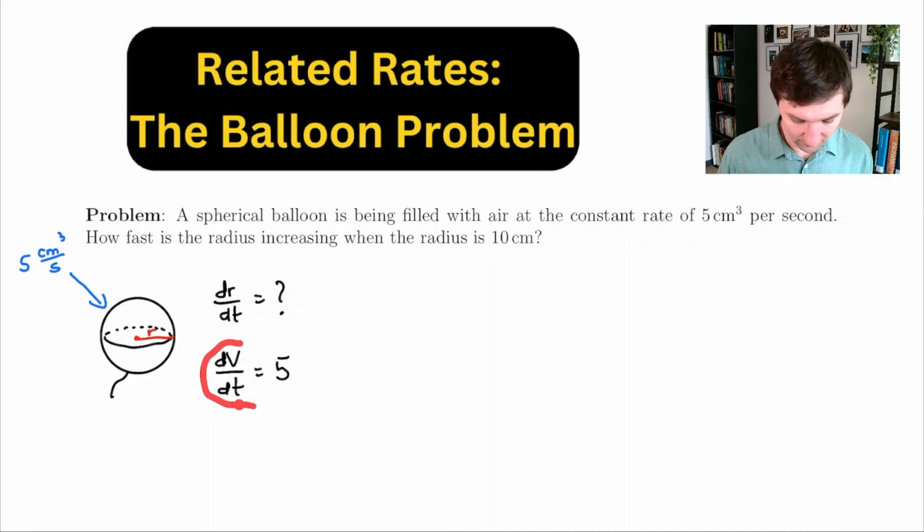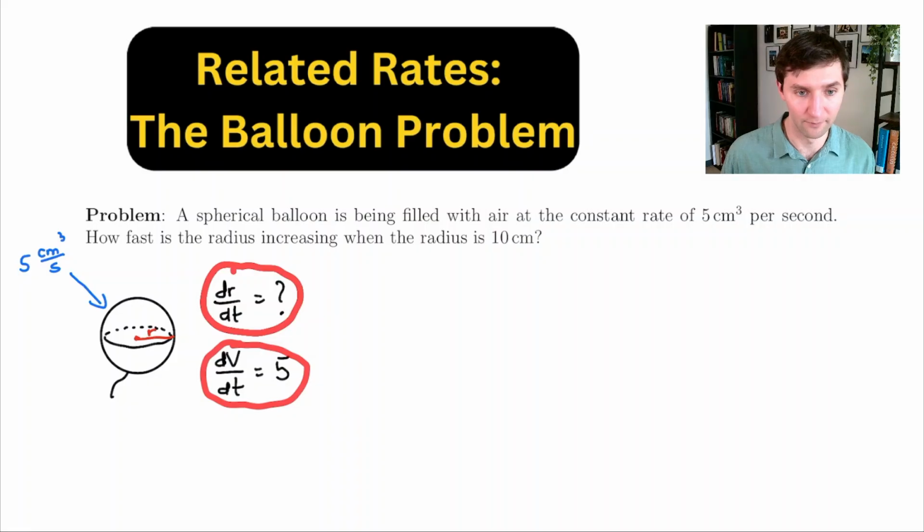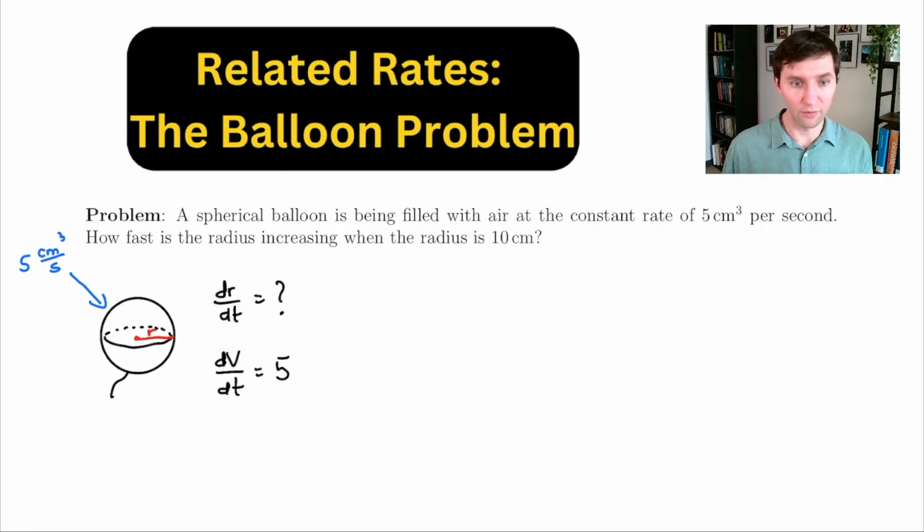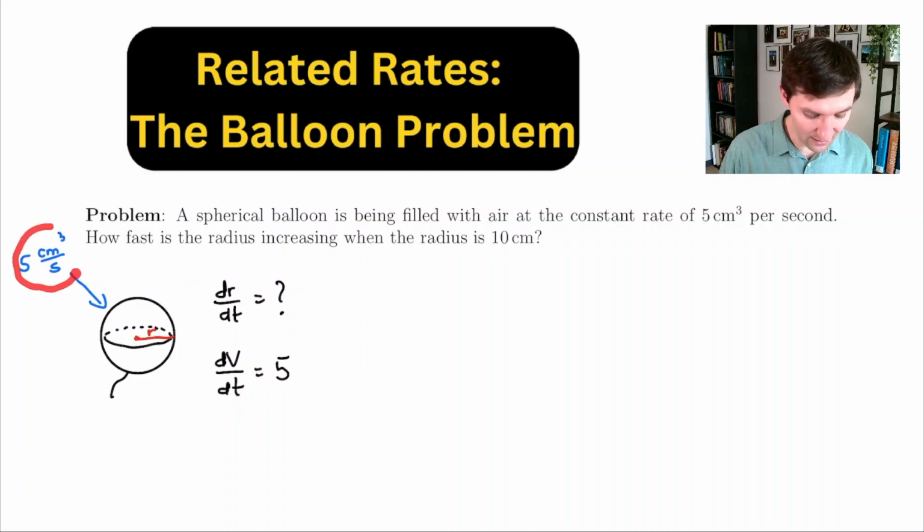We are given one rate and we are supposed to find another one. What's more, those rates are related. The faster the air comes into the balloon, the faster the radius will be growing. And the slower the air comes into the balloon, the slower the radius will be growing.